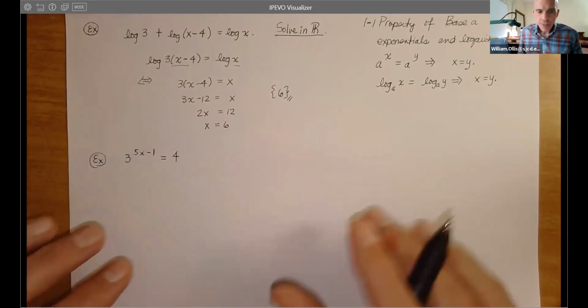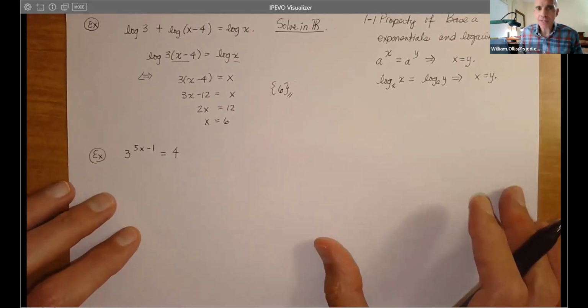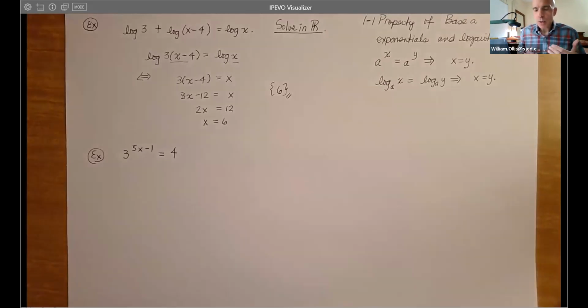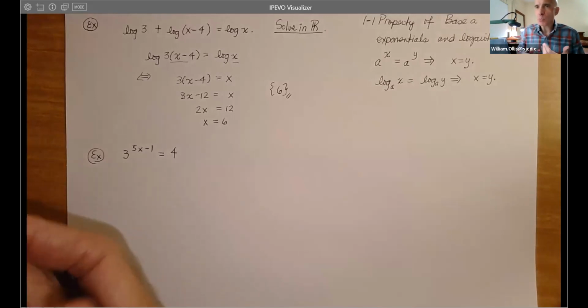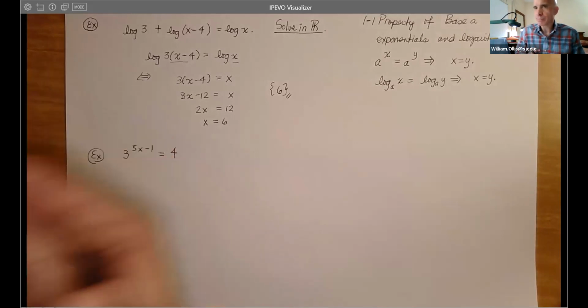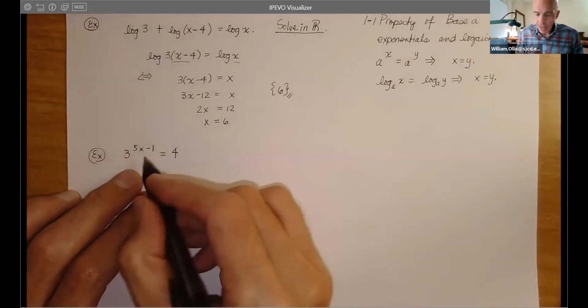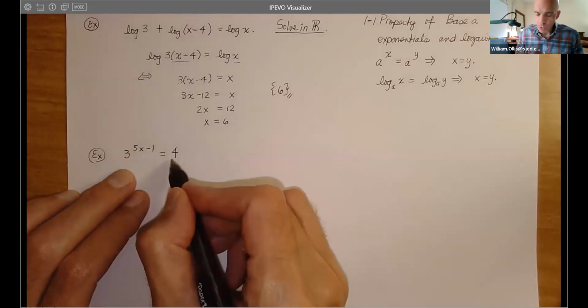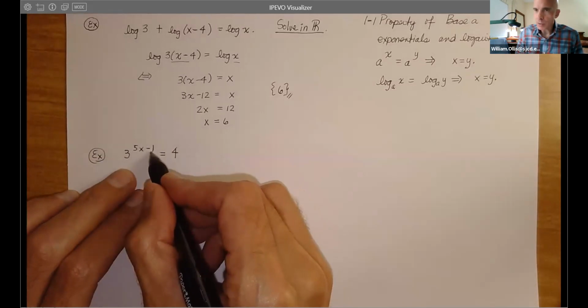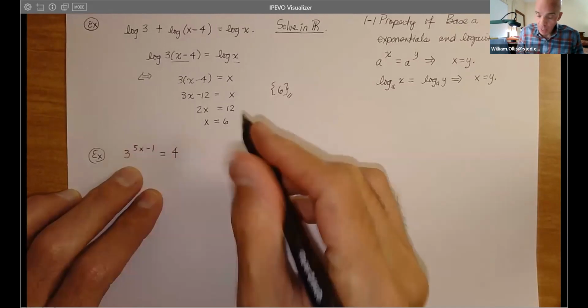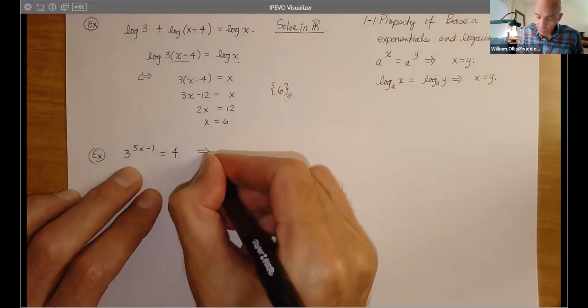Now, again, what we want to do is solve in R, and this is going to give us an opportunity to basically say, okay, do we need any kind of fancy apparatus here? Do we need something more elaborate than what we learned last lecture? Well, if we look at this, we're thinking, okay, the power of 3 that equals 4 is 5x minus 1. So 5x minus 1 is a power of the base. It's a logarithm. So we can write this in a logarithmic form.